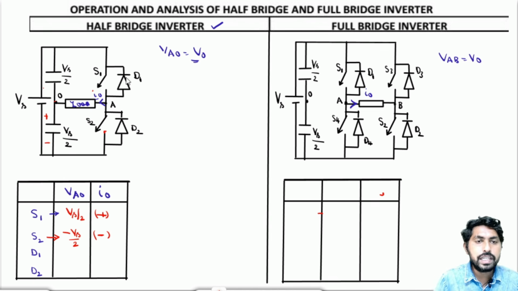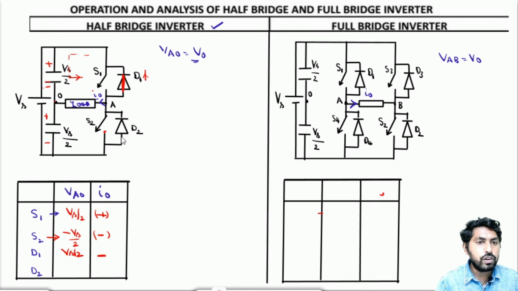So what happens if I close the D1? The current flows in this direction, that is O to A. So the current will be negative. The output voltage will be the same, because positive is connected to the A and negative is connected to the O. So the output voltage will be Vs by 2.